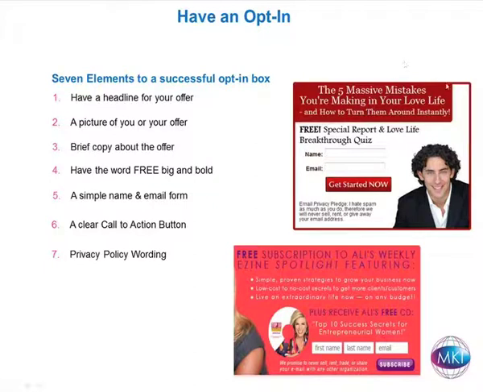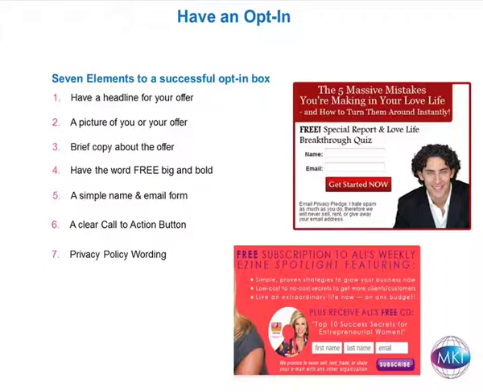Okay, so the first is to have a headline for your offer. So you can see this guy here, he's got a pretty compelling headline, the 5 massive mistakes you're making in your love life and how to turn them around instantly. Now, that's going to get a bit of attention, isn't it? Especially if you're in that category, you're going to want to know what that's all about.